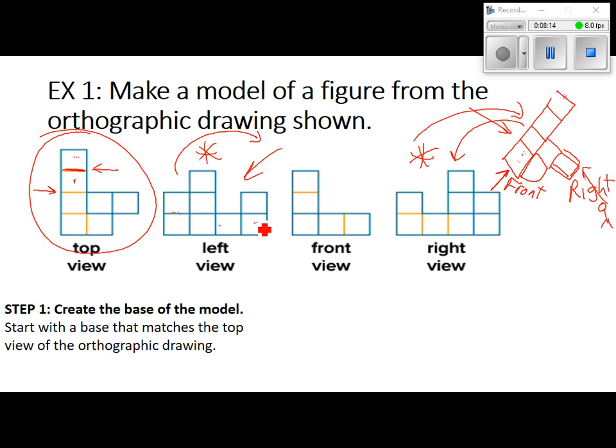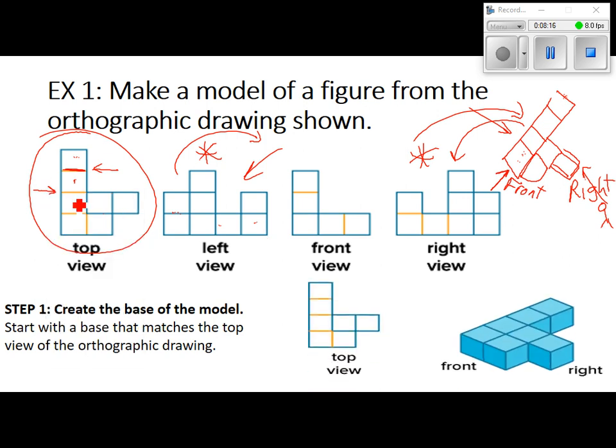So create the base of the model, that's what we're going to do first here. The base of the model is going to look something like that. That's sort of what I said up here. I can do that part from this top view. I can sort of understand that. That's not real hard. It's not real spatial. You're just saying, all right, I got 4 blocks here, 2 blocks here, 1 block here. Remember, the top view is looking straight down at it.